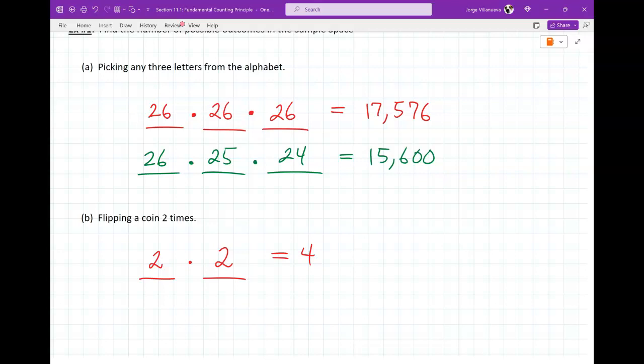So, again, this isn't terribly difficult, right? This is counting principle, just figuring out how many different ways something can occur. We're not trying to do percentages or anything like that. We're just trying to figure out the number of ways that something can happen.